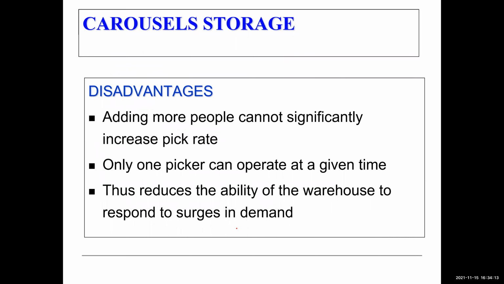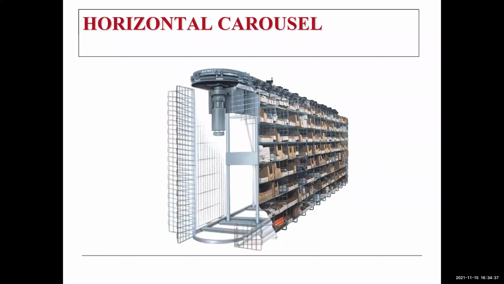Disadvantages: adding more people cannot significantly increase the peak rate, right? Because now you're waiting for the parts to come to you, you will have to wait until those parts get to you. So only one picker can operate at a given time, which reduces the ability of the warehouse to respond to surges in demand. So this is a picture of what we are referring to.